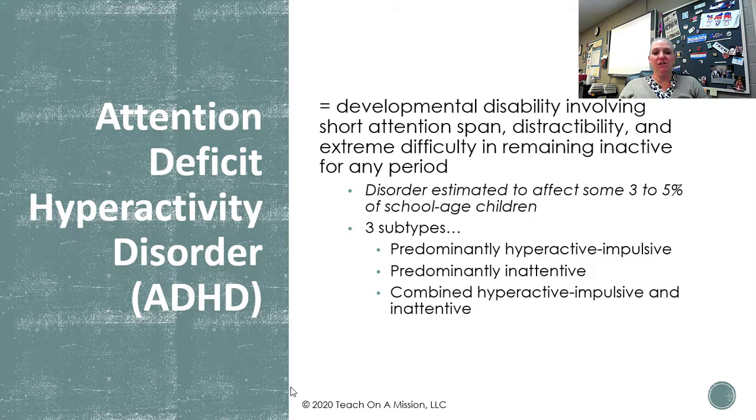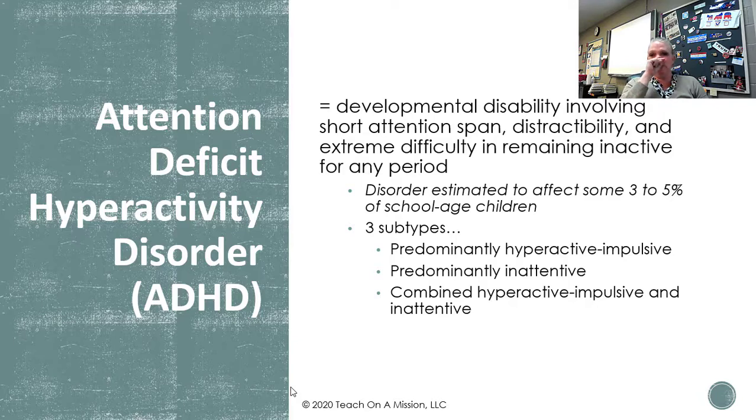Now let's talk about attention deficit hyperactivity disorder, also known as ADHD. This is the better known of the neurodevelopmental disorders. So you may have some knowledge of this already, but just make sure that when you are answering any FRQ questions, you are using appropriate terminology and not more common terminology. This is a developmental disability involving short attention span, distractibility, and extreme difficulty in remaining inactive for a period. So these are individuals that cannot focus very well. The disorder is estimated to affect some 3 to 5% of school-age children, and there are 3 subtypes.